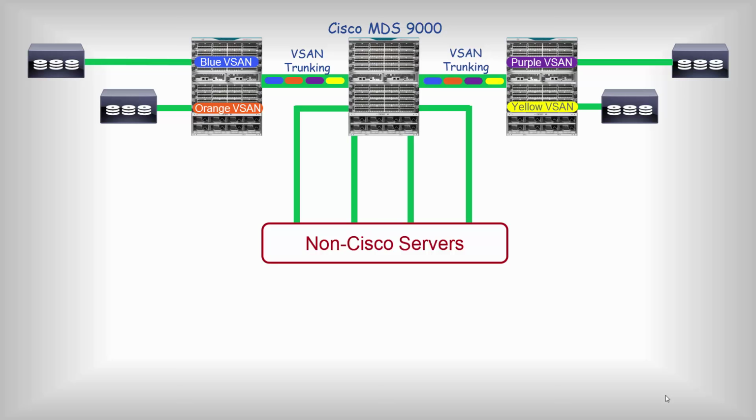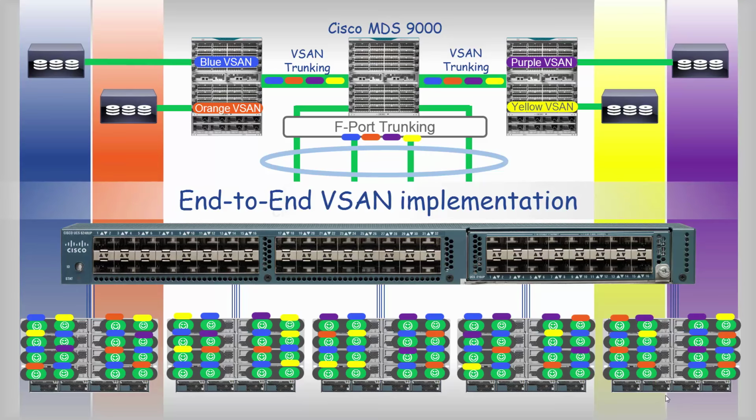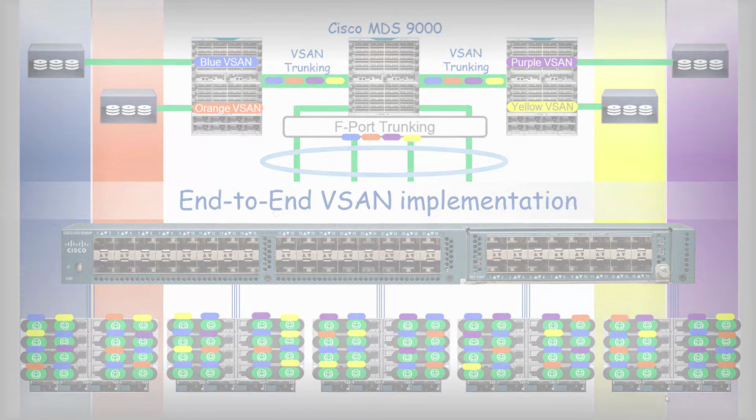Non-Cisco servers do not have vSAN capability. Hence, you would have to waste many more ports to connect each HBA port to a different vSAN, which becomes extremely complex when multiple VMs are running on the same physical server. The end-to-end vSAN implementation is another merit of having Cisco MDS and UCS together.